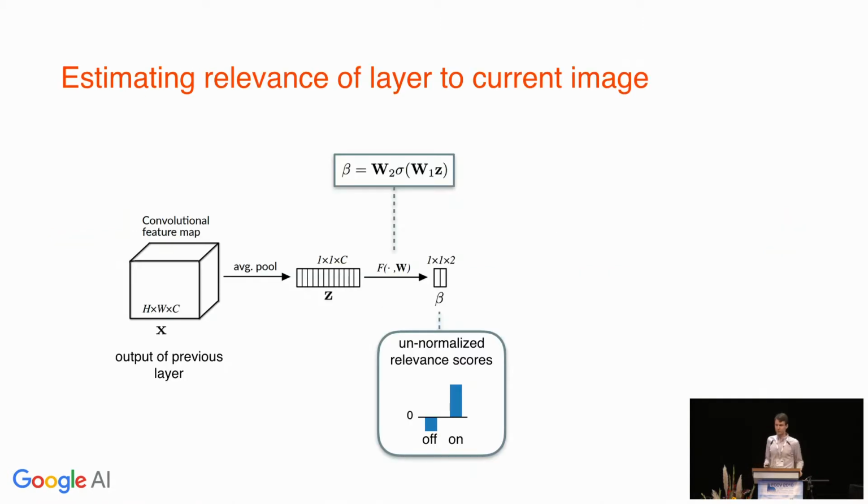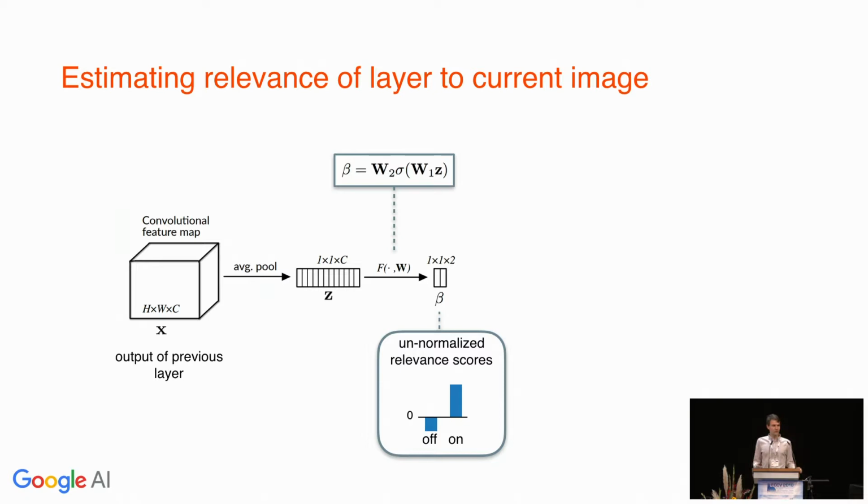So let's look into this. On the left-hand side here, you see the output of the previous layer. That's our convolutional feature map. We don't really want to operate on the whole tensor because that's expensive. So we only look at the average values of each channel. We use an average pooling. And then we have a nonlinear function that gives us 2 scores. One score for let's skip this layer, and one score for let's execute the layer. So it gives us a rough estimate of how relevant this layer is going to be for the current image. So now we have to make a decision.